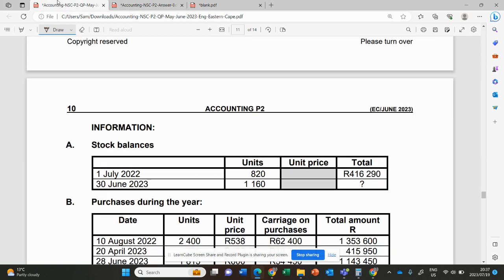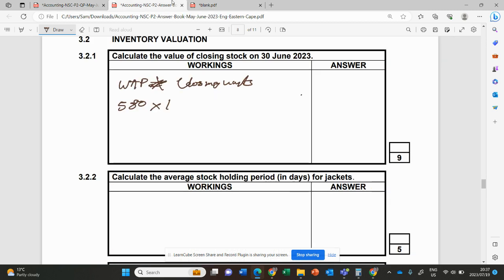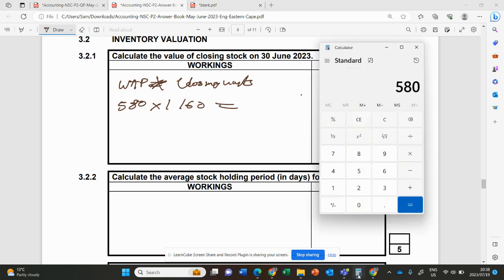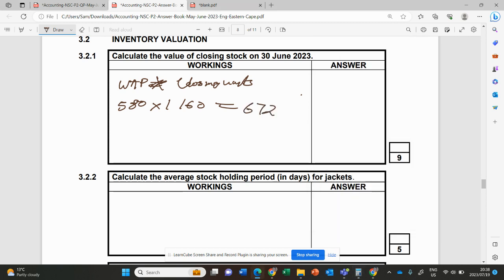Of 1,160. Then we'll get the value now. 580 times 1,160, then we are getting 672,800. So that is the final answer. The calculation of the average price, you need to show it here so that you can get further marks.